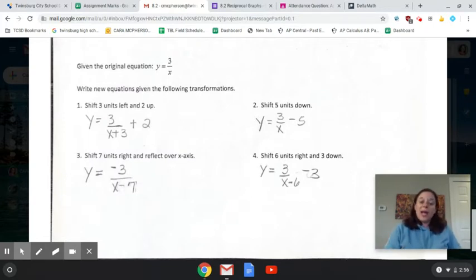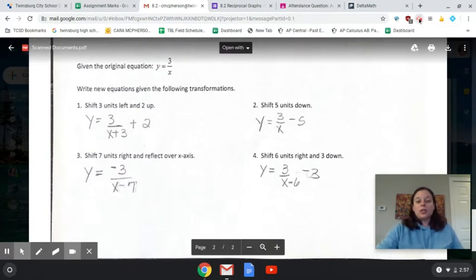The biggest thing I'm going to ask a lot about in your Google form are the shifts. So as long as you know how to shift right, left, up, or down, and you know the parts of the graph, it should not take you very long to go through and do that form.